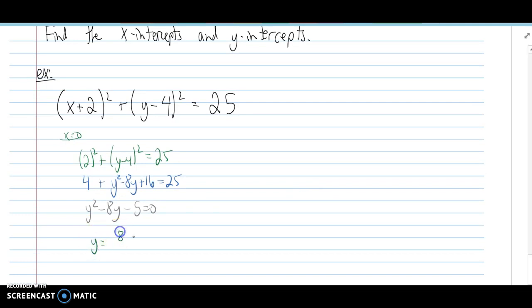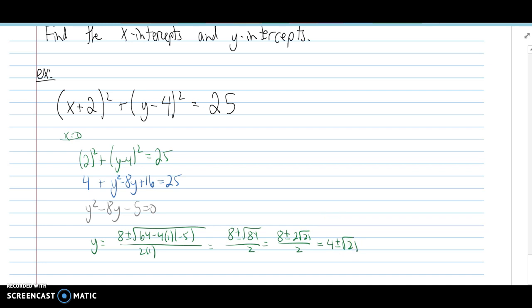Y equals -b plus or minus square root b squared minus 4 times a times c all over 2a. Our discriminant looks like it will come out to something positive. That's going to give us 8 plus or minus the square root of 84 over 2. We can simplify it a little bit. That's 8 plus or minus 2 root 21 over 2. One more step, that's 4 plus or minus the square root of 21.